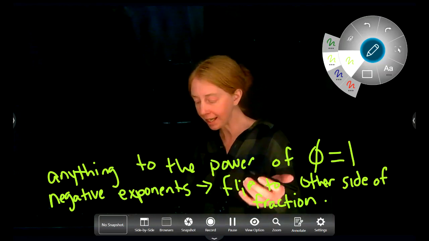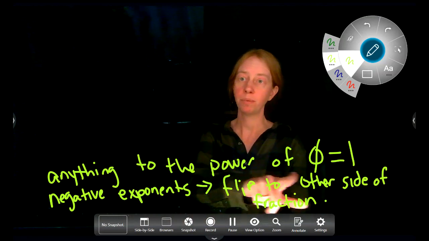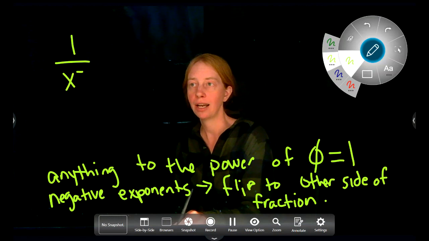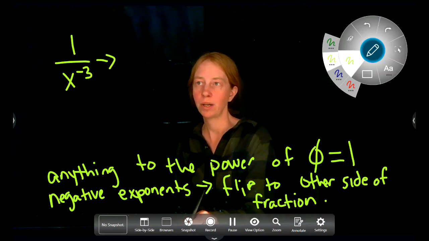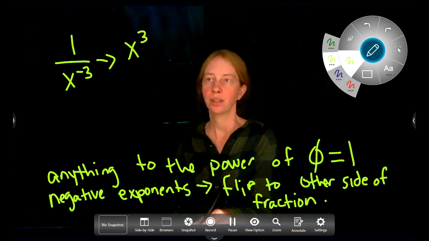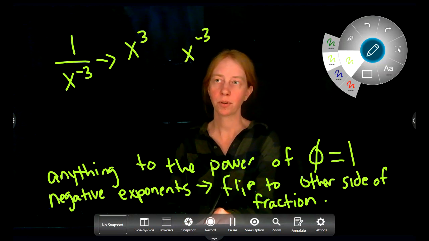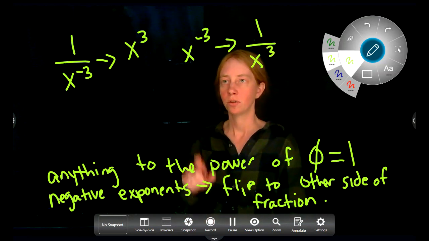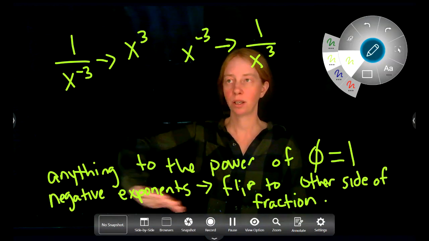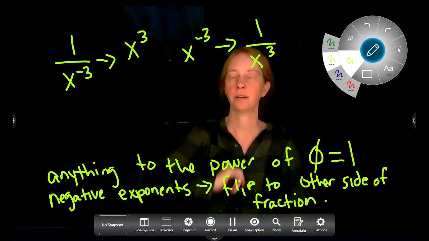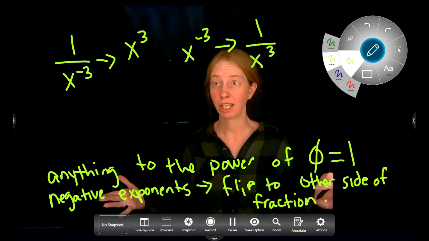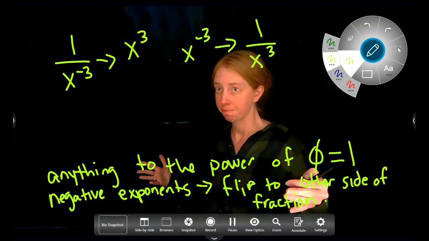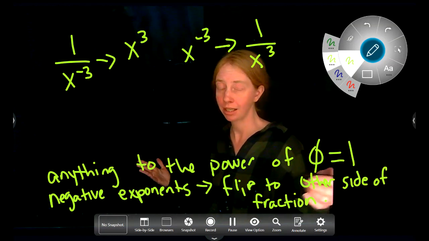Okay, so negative exponents. Basically, we're flipping to the other side of a fraction. So if we have 1 over x to the negative 3, that means we have x to the third. If we have x to the negative 3, we have 1 over x cubed. So if it's a negative exponent, just move it to the other side of the fraction. That's all you're doing. It's less complicated than you would think.